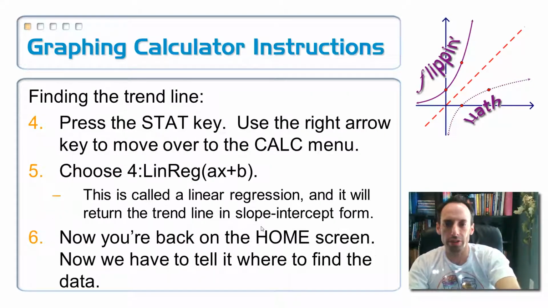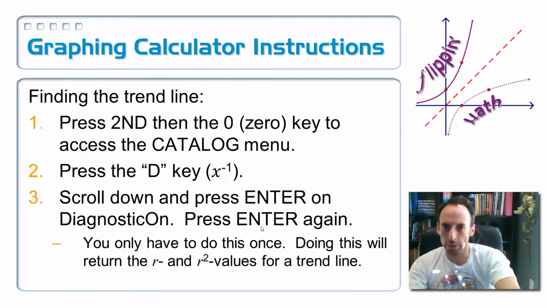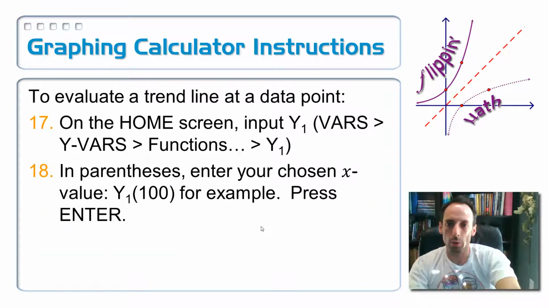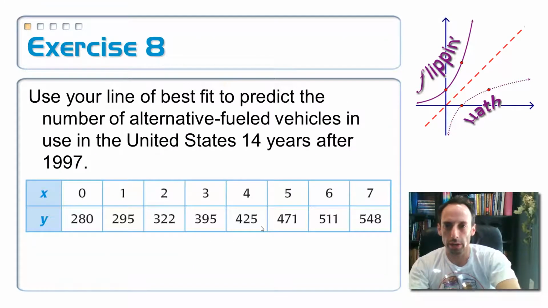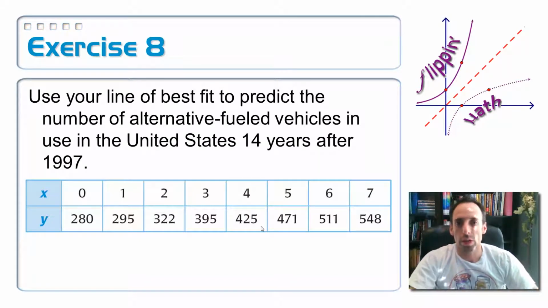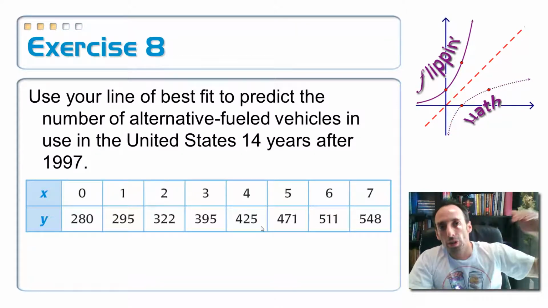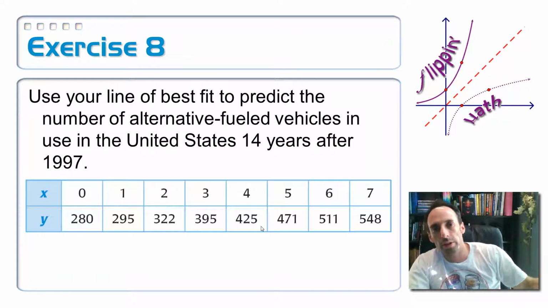So again, here are all the steps involved in doing all of that. And then, oh wait, if I go back to this, does it want me to predict something? No, it didn't, not yet. But I'm going to make a prediction right here. Use your line of best fit to predict the number of alternative fuel vehicles in use in the United States 14 years after 1997. So this is the whole reason why people would want to find some kind of regression model, a best fitting line, so that they could make a prediction of something that's outside of their data.